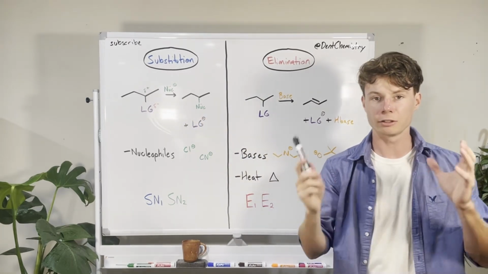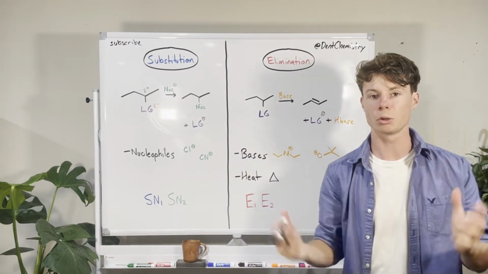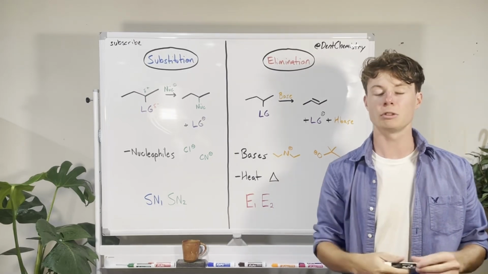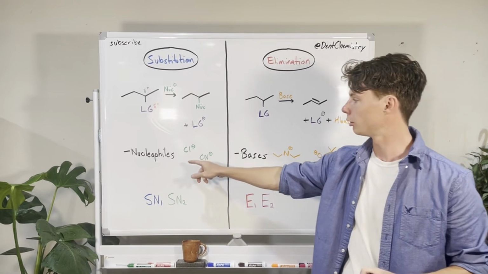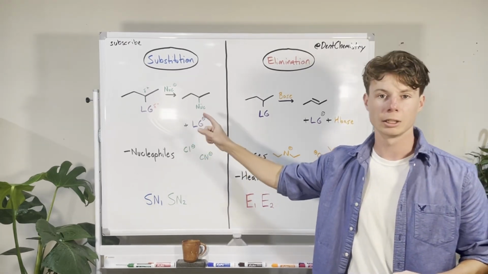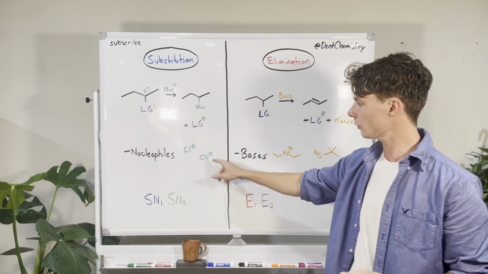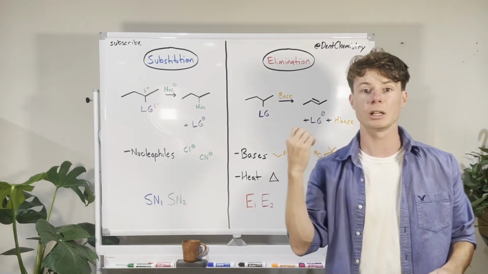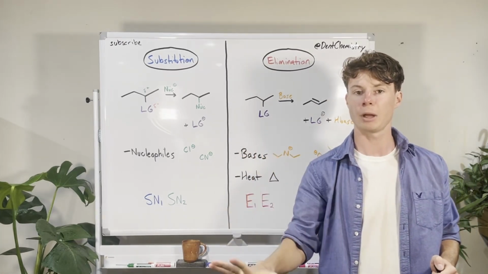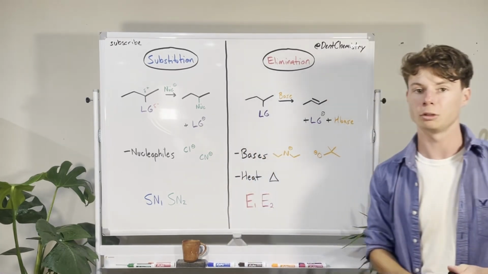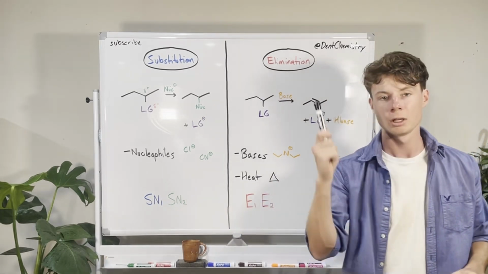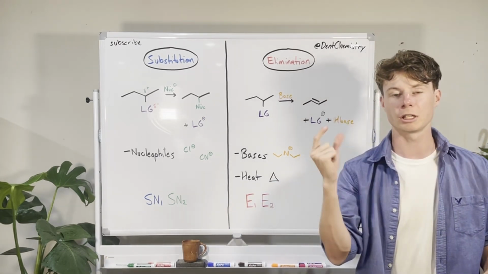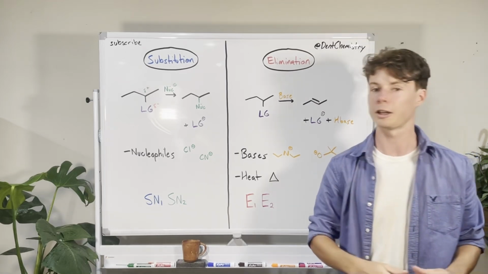Big takeaway, substitution uses nucleophiles. Commonly used nucleophiles that are not bases are halogens, so chlorine, bromine, iodine, fluorine, as well as cyanide. Okay, those are going to be great nucleophiles and bad bases, which is great for substitution. What does SN1 and SN2 mean? Keep watching this short series in DentChem about substitution elimination and you'll find out.